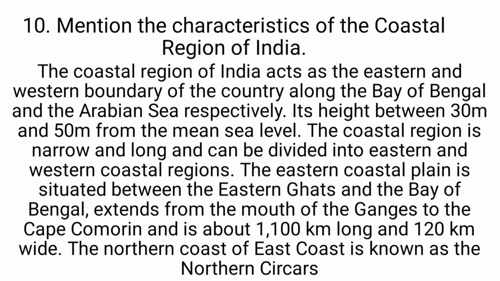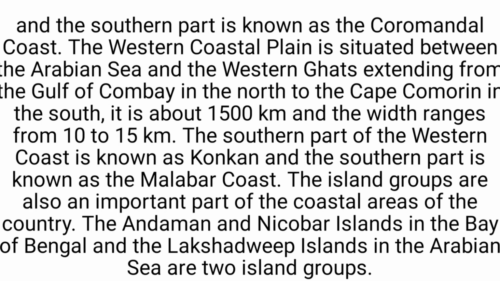The eastern coastal plain is situated between the Eastern Ghat and the Bay of Bengal, extending from the mouth of the Ganges to Cape Comorin, and is about 1100 km long and 120 km wide. The northern part of the East Coast is also known as Northern Circars, and the southern part is known as the Coromandel Coast.